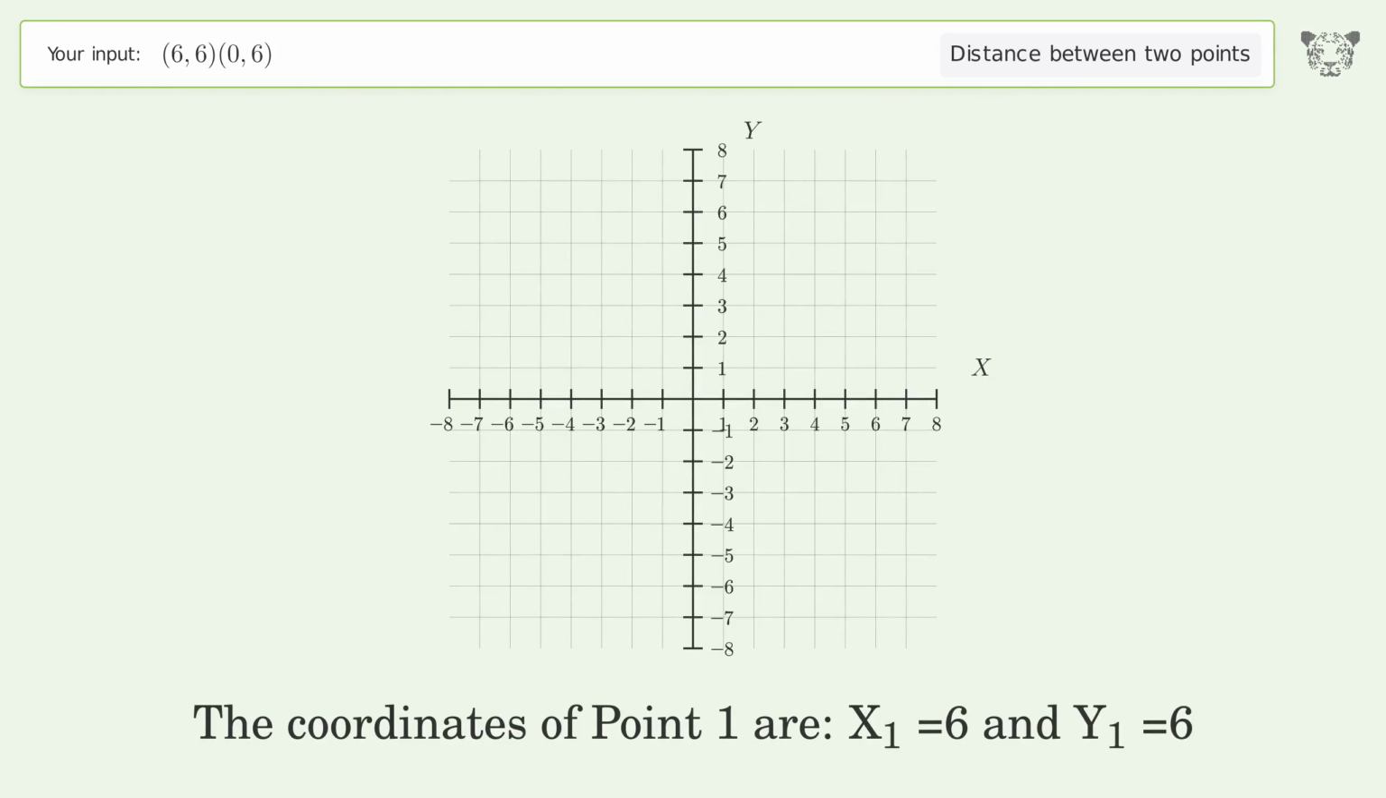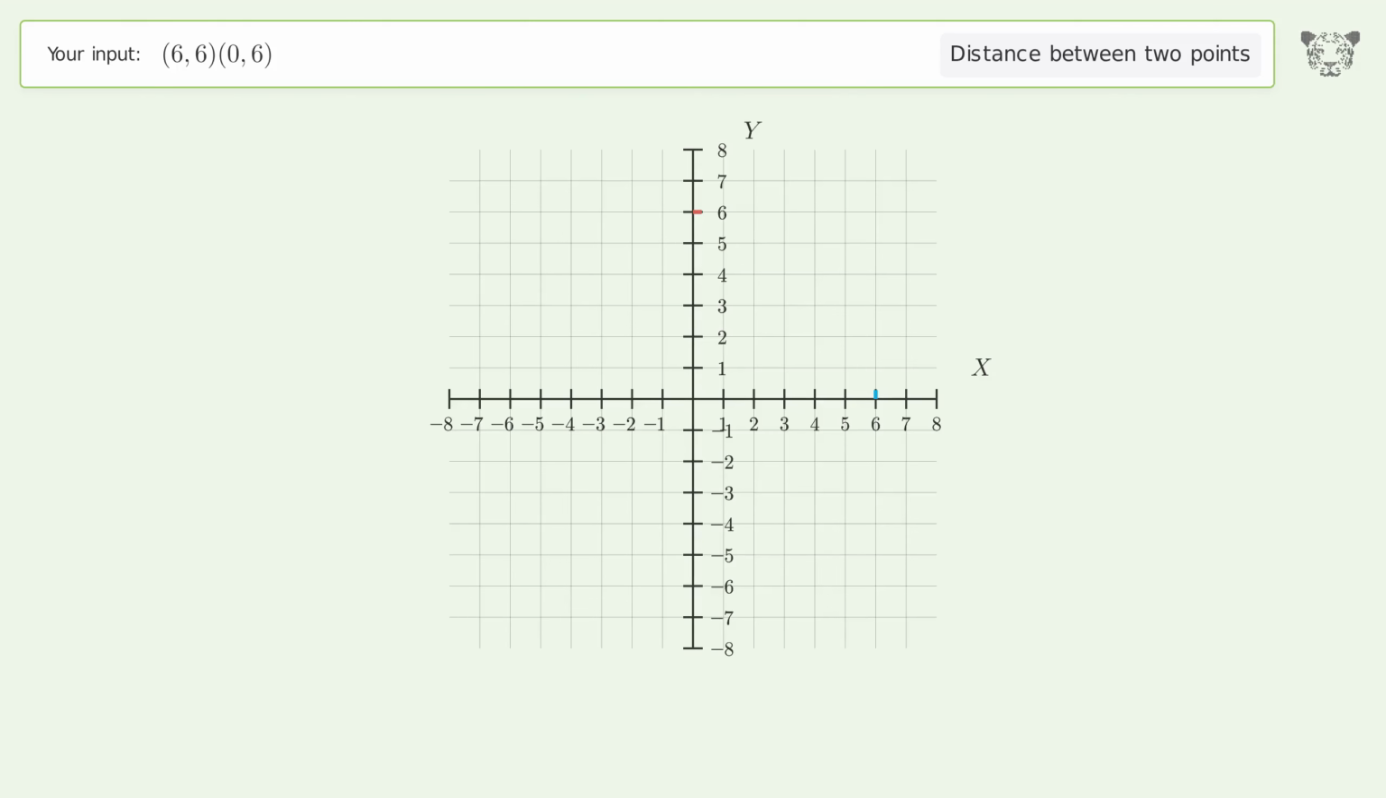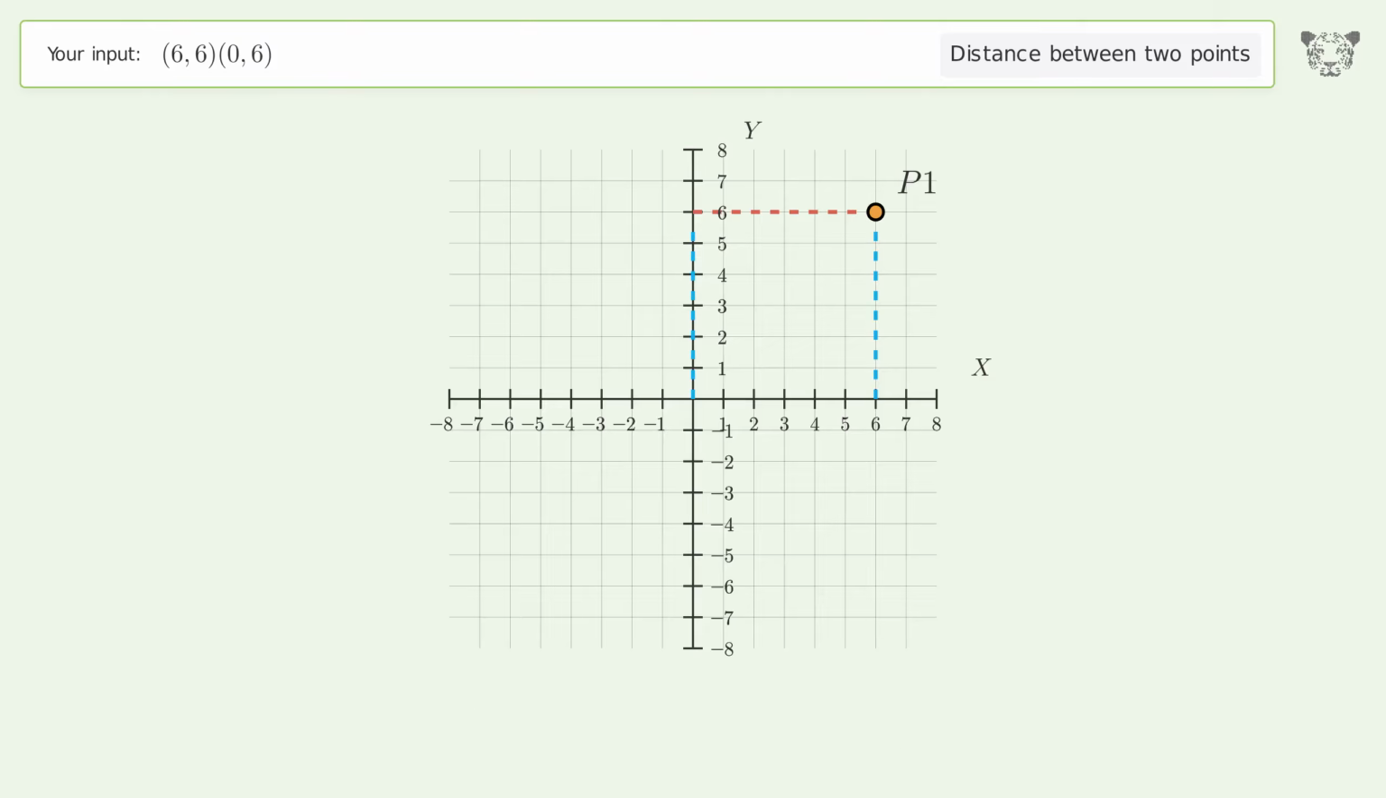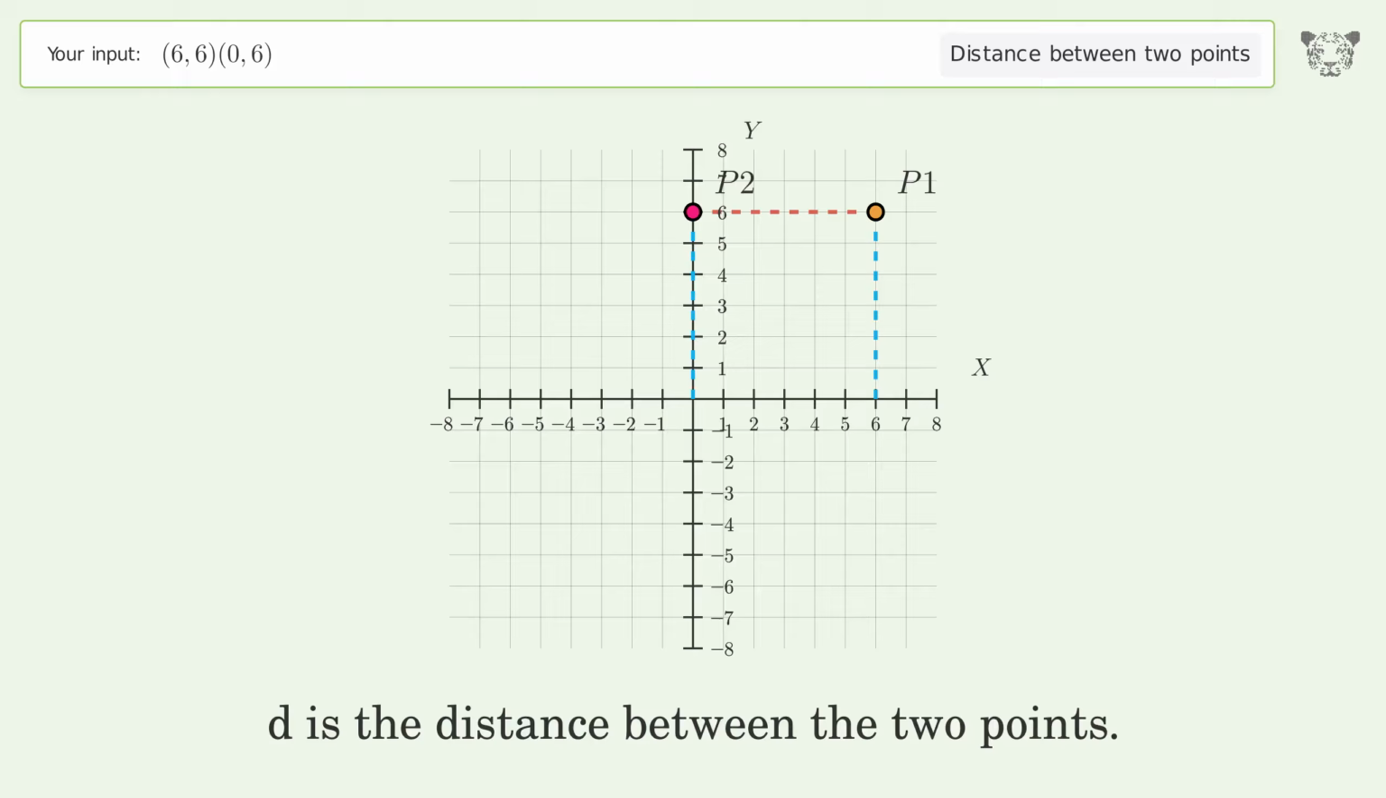The coordinates of point 1 are x1 equals 6 and y1 equals 6. The coordinates of point 2 are x2 equals 0 and y2 equals 6. D is the distance between the 2 points.